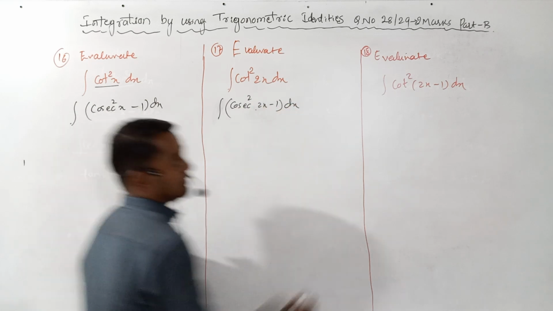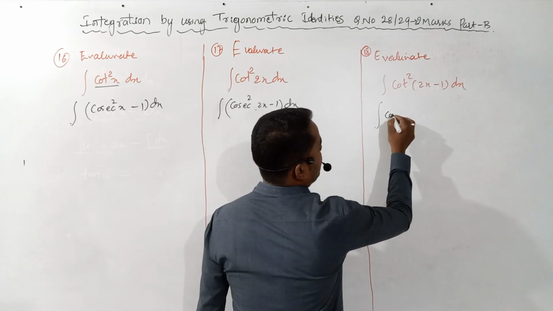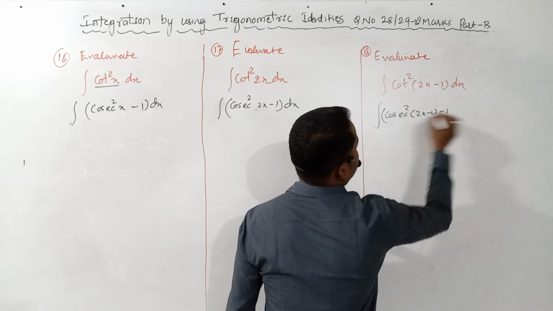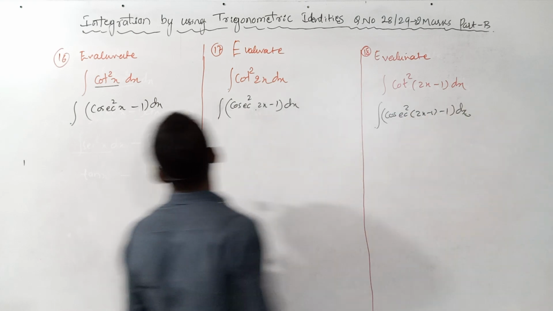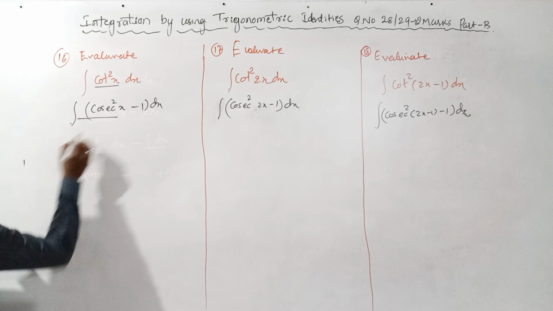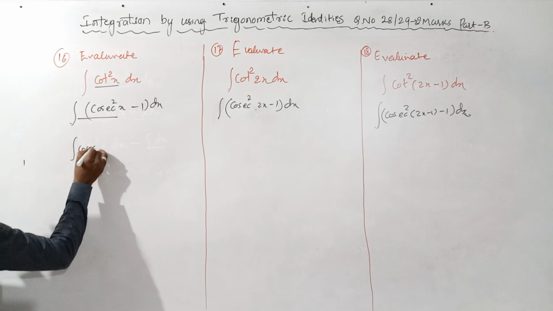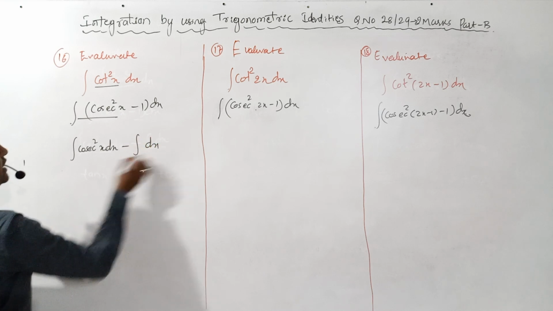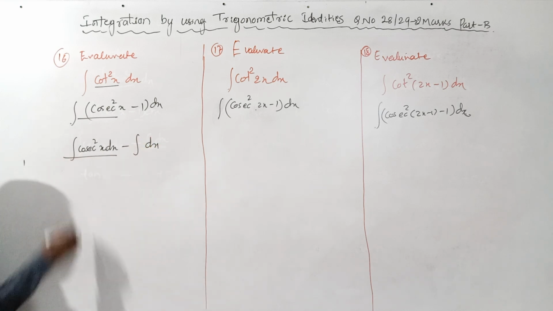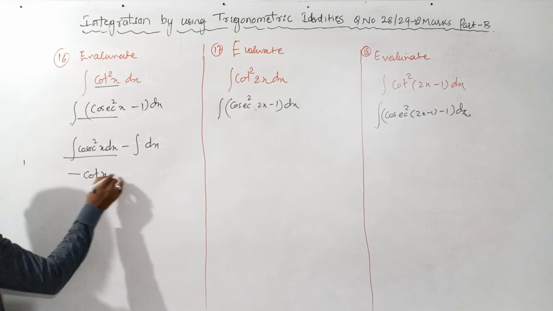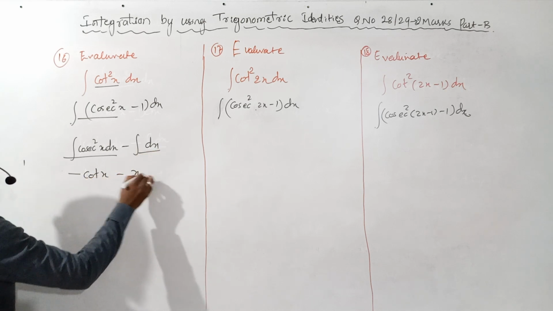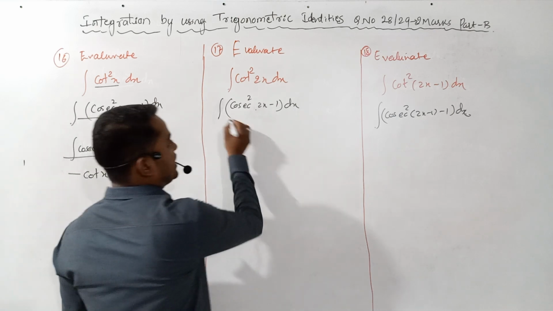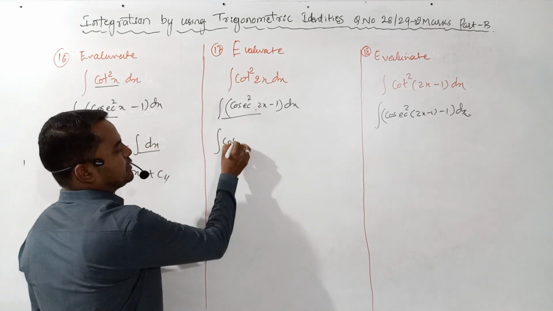Next, this one is integration of cosec square 2x minus 1 dx. Now integration of cosec square x dx minus 1 into dx is what? dx. Integration of cosec square x is what? Minus cot x. Minus cot x minus integration of dx is what? x plus c.